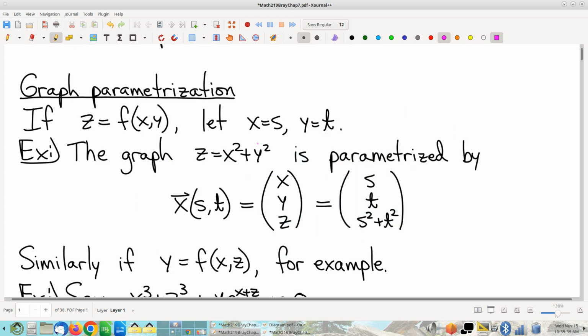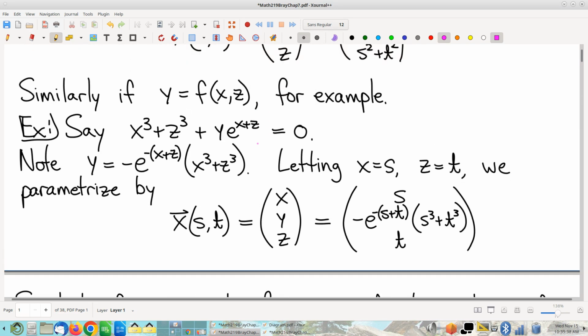Notice it doesn't have to be z as a function of x and y, right? What if you have y as a function of x and z? No problem, no problem at all. Again, just whatever are your input variables, let those be your parameters. So, nice example here. Let's look at this equation.